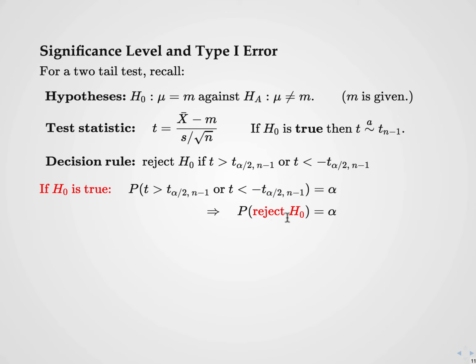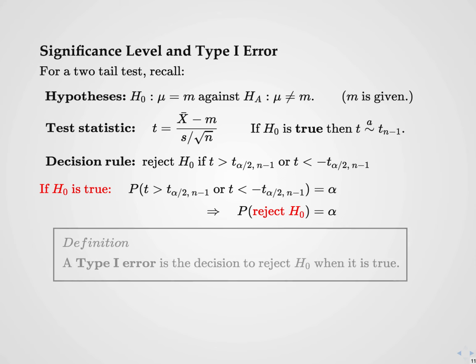This is a type 1 error. If we reject the null hypothesis when the null hypothesis is true, that's a type 1 error, and the probability of that is alpha. Okay, so we've seen this. This is the same definition we've seen before. There's nothing new about that one.